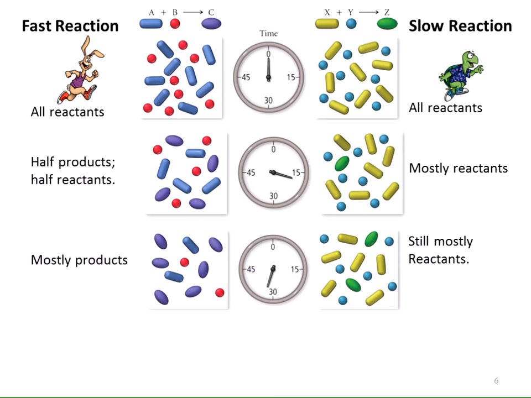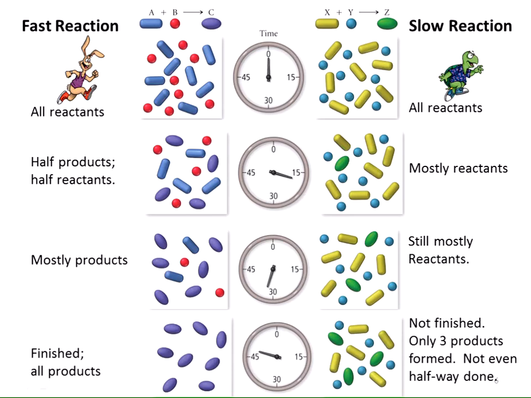Now after 32 seconds, we've got mostly products for the fast reaction. Notice we've got 1, 2, 3, 4, 5, 6 of the ellipsoids, and we've only got 2 of the red spheres left. But in the slow reaction, we've only made 2 products now. And after another 16 seconds, the fast reaction's finished. It's all products. But the slow reaction's not finished. There's only 3 products formed. It's not even halfway done.